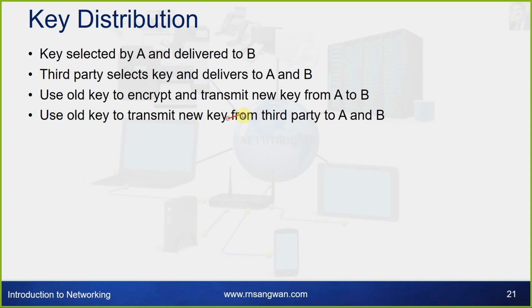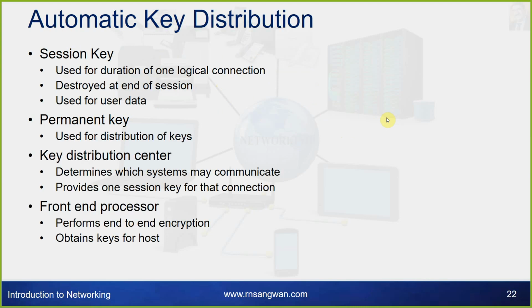Key distribution. The process involves a key selected by A and delivered to B, or a third party selecting a key and delivering it to A and B, or using an old key to encrypt and transmit a new key from A to B, or using an old key to transmit a new key from a third party to A and B. This is how we can distribute the key. Different methods are used for distribution of the keys.